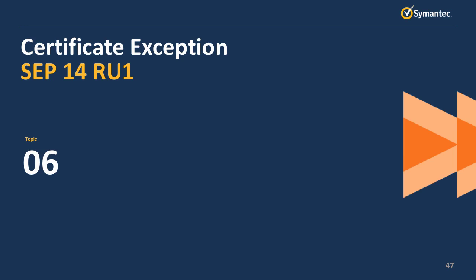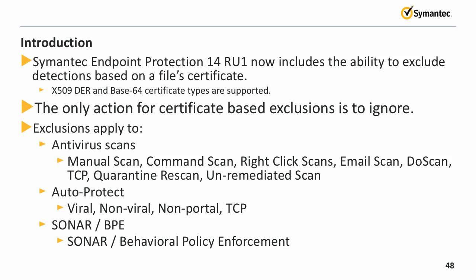This is the certificate exception for SEP 14 RU1 topic. Symantec Endpoint Protection 14 RU1 now includes the ability to exclude detections based on a file certificate. X509 DER and Base64 certificate types are supported. The only action for certificate-based exclusions is to ignore.